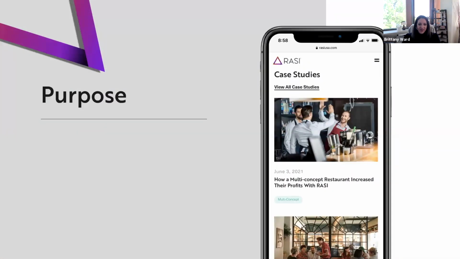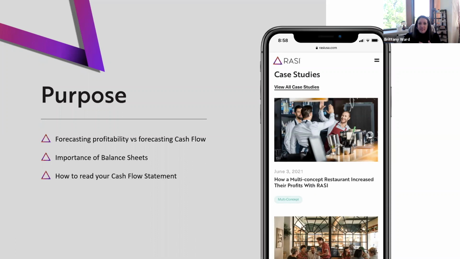All right, let's dive on into it and talk about what our focus is going to be today. We're going to discuss the difference between forecasting out profitability versus forecasting out your cash flow, and believe it or not, there's a pretty big difference between those two. We'll talk about the importance of reviewing and keeping an eye on your balance sheet and how that has an impact on the cash flow statement and the ability to utilize the cash flow statement to its utmost capacity. And then we're going to break down how to read the cash flow statement and talk about those key impact accounts.